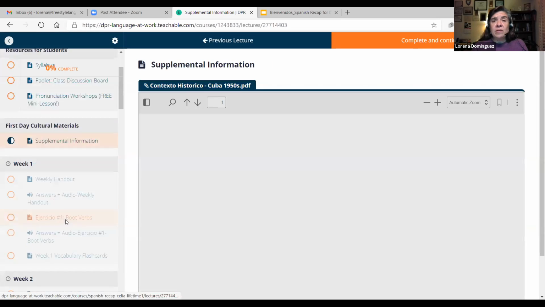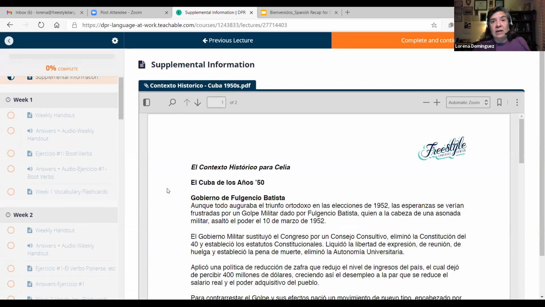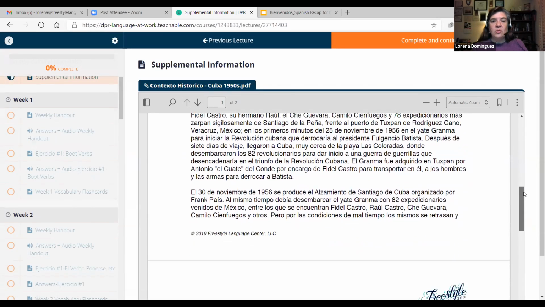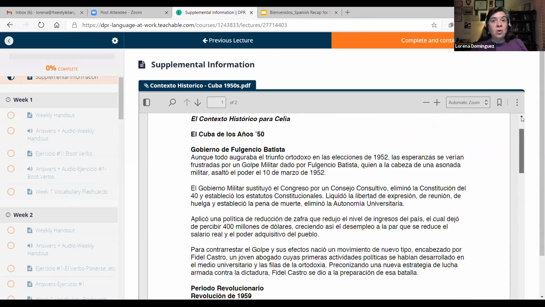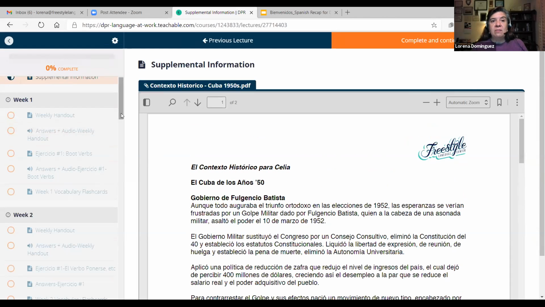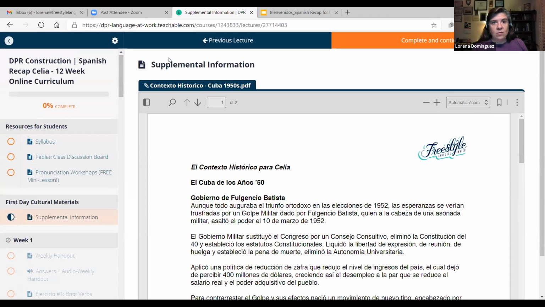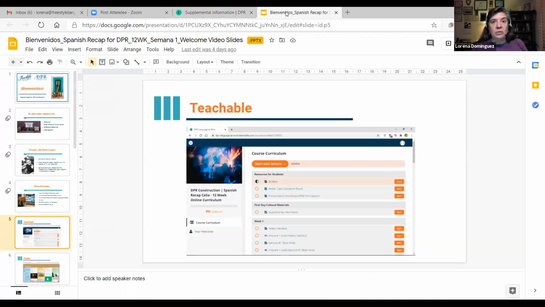Y te ofrecemos también para esta telenovela de Celia un suplemento, a supplemental information page about the context, the historical context of Cuba, para que tú comprendas más la telenovela Celia. Esta explicación es histórica y poquito política de cómo era Cuba cuando Celia vivía allí, because Celia was from Cuba. So this supplemental would be very important for you to read. Ok.